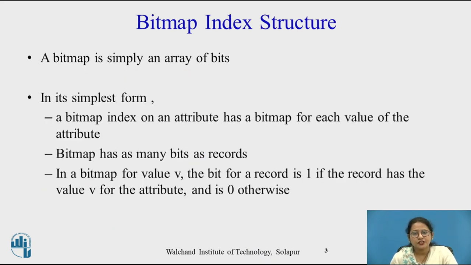Now, what is the structure of a bitmap index? A bitmap is simply an array of bits. In its simplest form, a bitmap index on an attribute has a bitmap for each value of the attribute. A bitmap has as many bits as there are records. So, however many records there are in a particular relation, that many bits are in the bitmap. And in a bitmap for value V, the bit for a record is 1 if the record has the value V for the attribute and is 0 otherwise. Remember this.